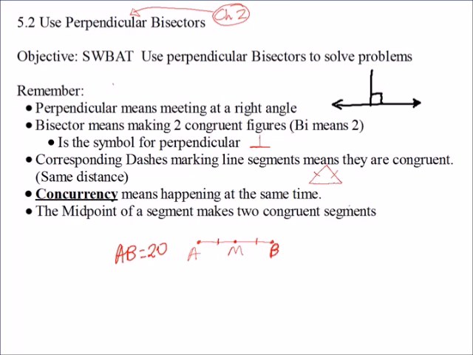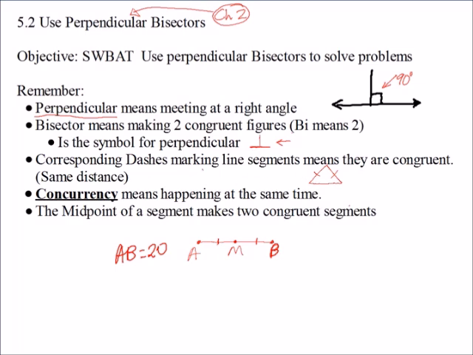First and foremost, you need to remember from chapter 2 that perpendicular means meeting at a right angle. Okay, so anything that meets something else at a 90-degree angle is going to be perpendicular. Bisector means making two congruent figures. Remember, bi means two and sector means cut. So that means that we're going to cut something into two congruent figures. And let's remember that the symbol for perpendicular is an upside down T. So anytime you see that, instead of writing this big word perpendicular, I'm just going to use this symbol.